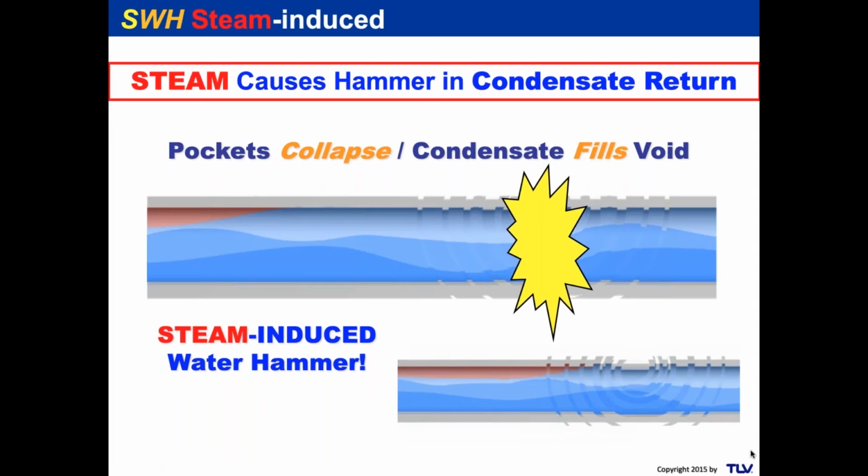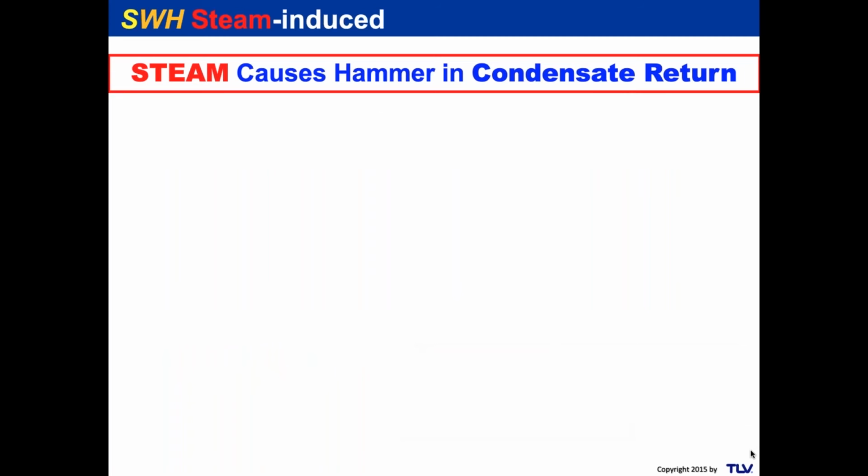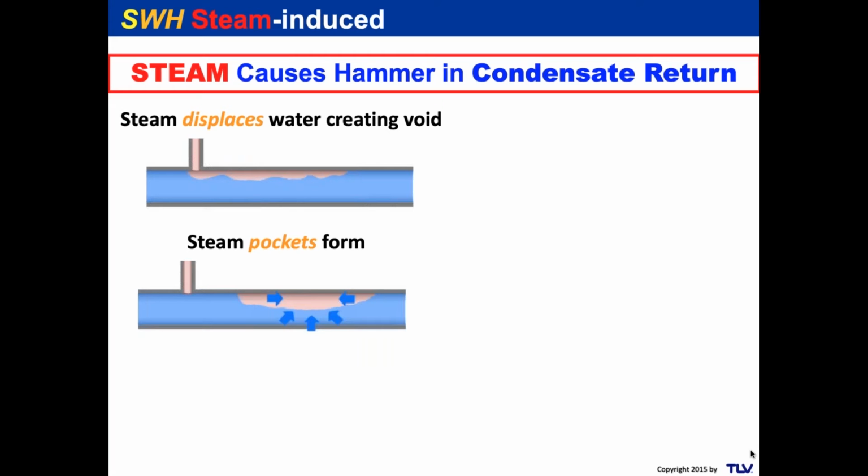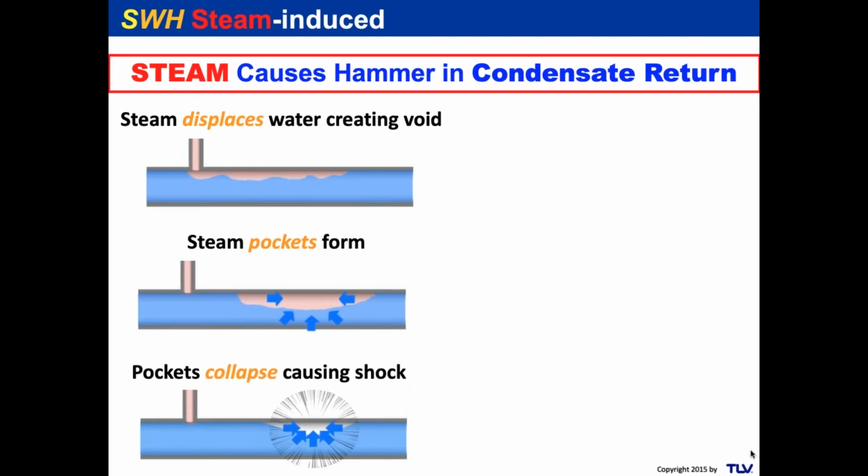Let me watch that again. So there's a pocket. It could be live steam, could be flash steam. There's a lot of water around it. All of a sudden the pocket collapses. Another hammer event. So when steam displaces water, creating a void, that doesn't have a lot of energy because it's usually not a lot of massive steam. The pockets form, and when the pockets collapse, it creates a shock.